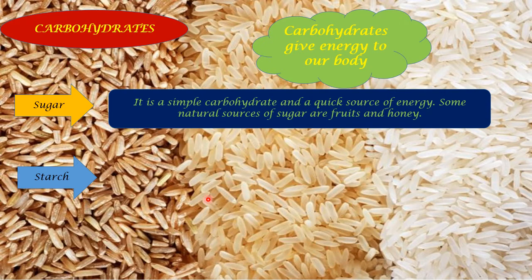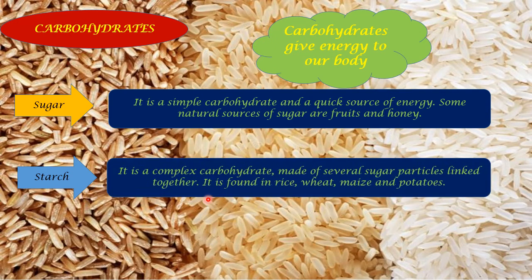So they are just categorizing into two categories, simple and complex. So when we see the next term, we can understand it very easily. Starch is a complex carbohydrate made of several sugar particles linked together. It is found in rice, wheat, maize, and potatoes. These are just a few examples, not all I have given. All right, so here is a simple form of carbohydrate and a complex form of carbohydrate.